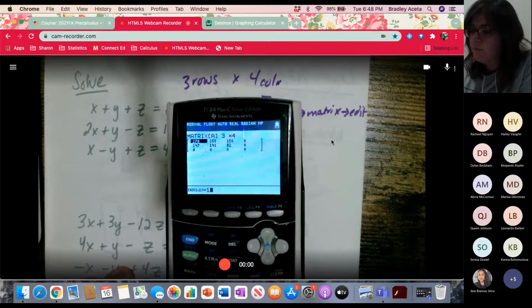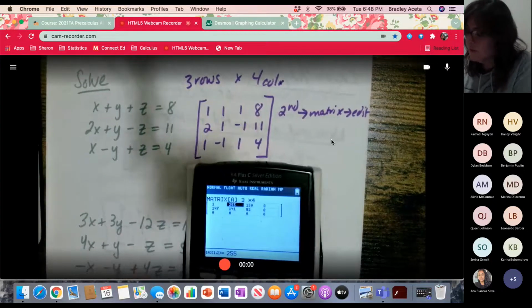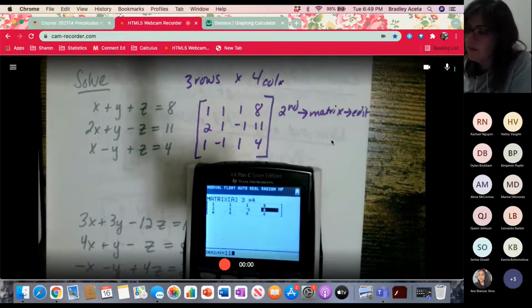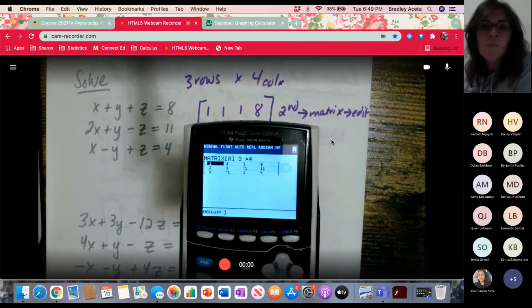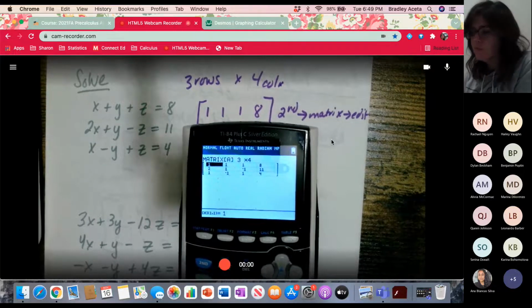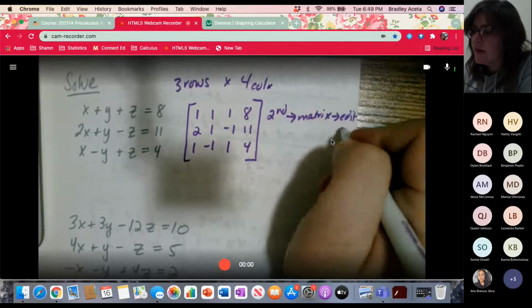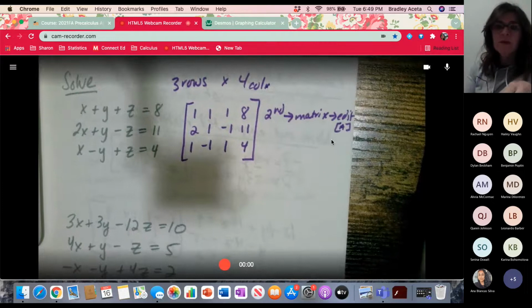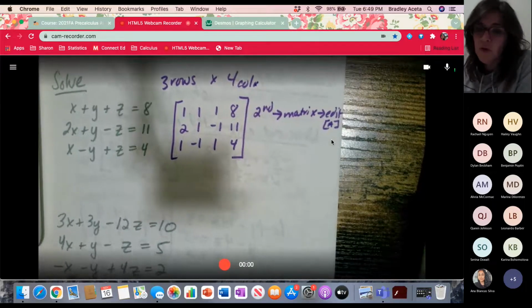So I type 1, enter, 1, enter, 1, enter, 8. And then 2, enter, 1, enter, negative 1, don't type minus, type negative, 11. Then 1, negative 1, 1, 4. Okay, so this is my matrix A, and it's all the coefficients. Once you've typed it in, so I've edited A, then you're going to perform something on it called reduced row echelon form.